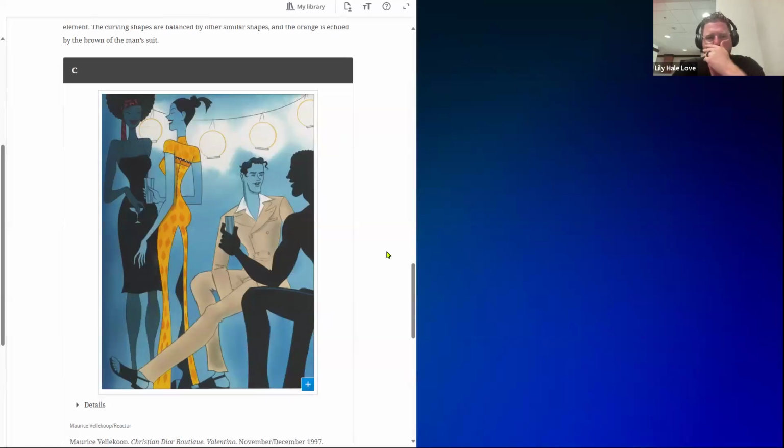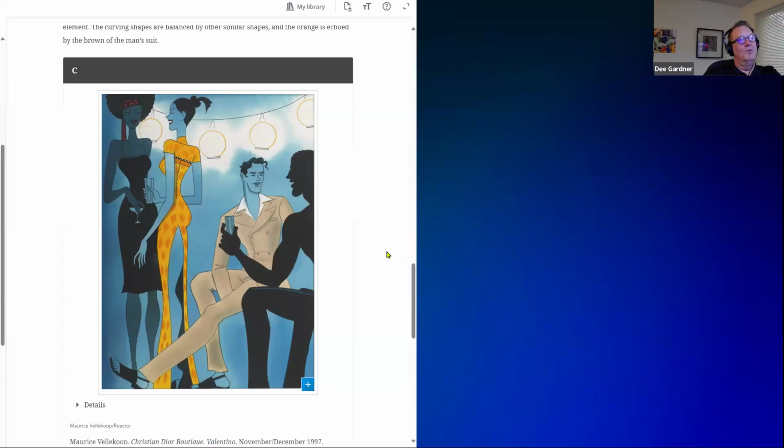Oh wow, I like this one. Well, the bright lights draw your attention to them, and everybody else is, I like that they're different shades of blue. But then it tries to draw you to the lady in the orange dress, and the man sitting down there as well, talking to the other gentleman.